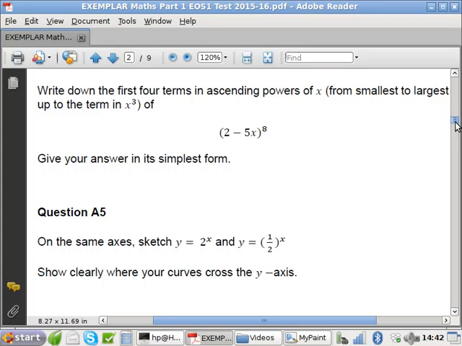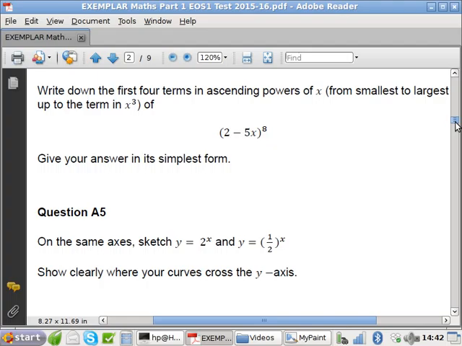Okay? So the question wants the sketch of 2 power x and a half power x, which we haven't done. That's because I feel there's a sentence missing here. The question should start off by saying, change 2 power x into the form of a e kx.